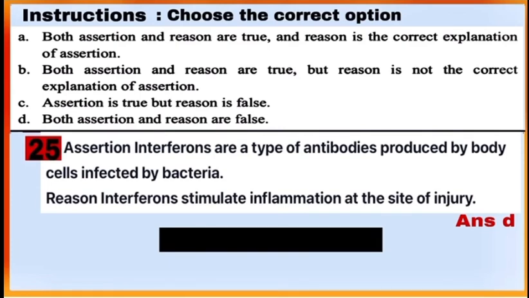Question 25, assertion. Interferons are a type of antibodies produced by the body cells infected by bacteria. Reason, interferons stimulate inflammation at the site of injury. Correct option is D. Both statements are wrong. Interferon is a glycoprotein produced by virus-infected cells. Interferons induce an antiviral state within adjacent cells. Interferons protect non-infected cells from viral infection. So both assertion and reason are false.